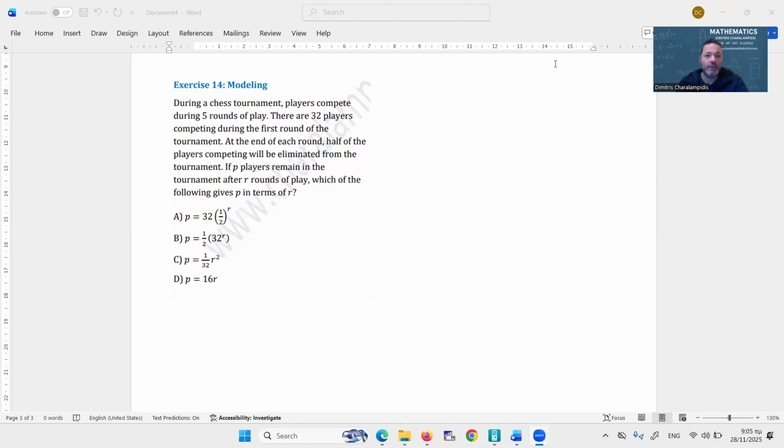Exercise 14. During a chess tournament, players compete during 5 rounds of play. There are 32 players competing during the first round of the tournament. At the end of each round, half of the players competing will be eliminated.